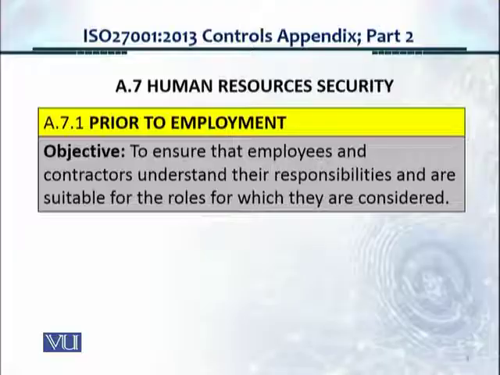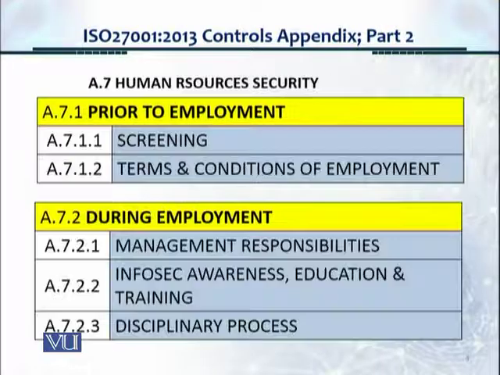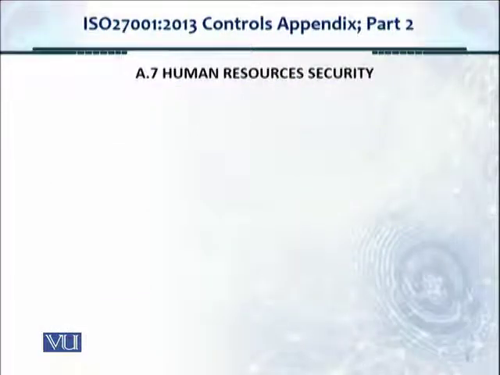And these are the activities being performed prior to employment. Now, A.7.1 prior to employment has 2 controls, screening and terms and conditions of employment. And then we have A.7.2 control objective during employment, which is actually during the employment of the staff. And we have 3 controls: management responsibilities, information security awareness, education and training, and disciplinary process. So let's take a look selectively at some of these.